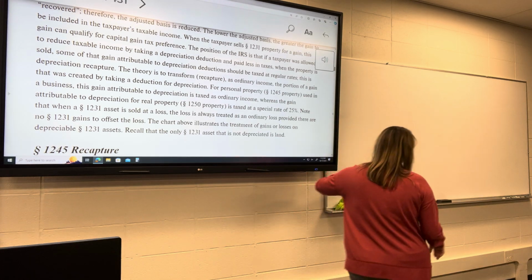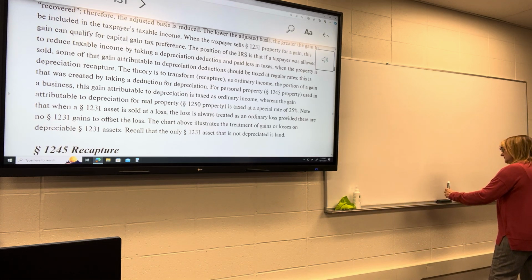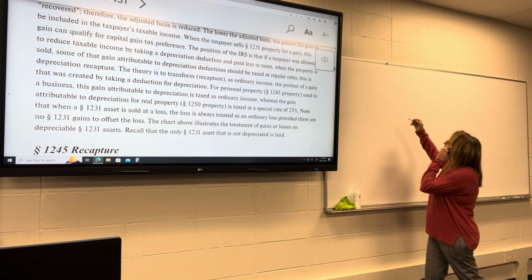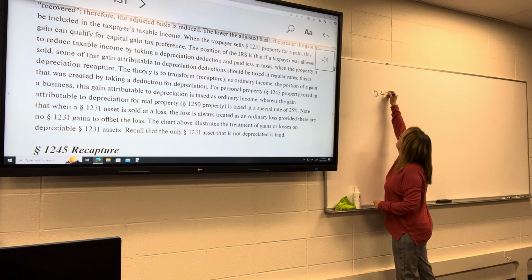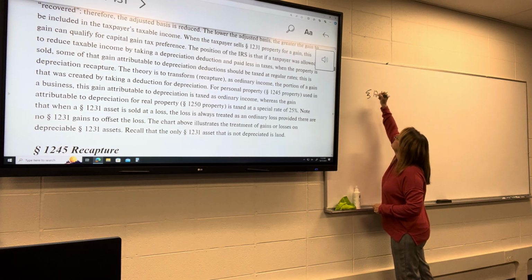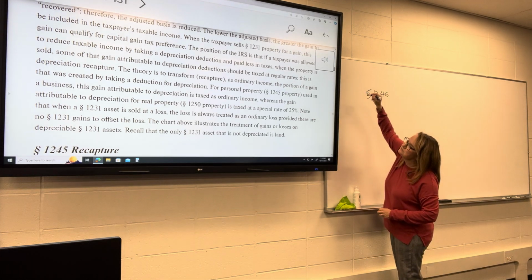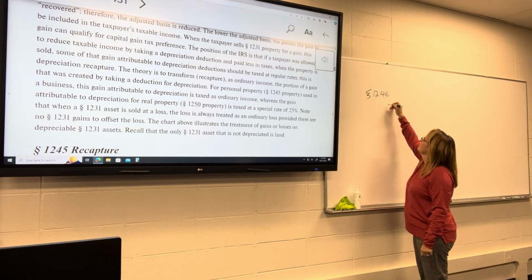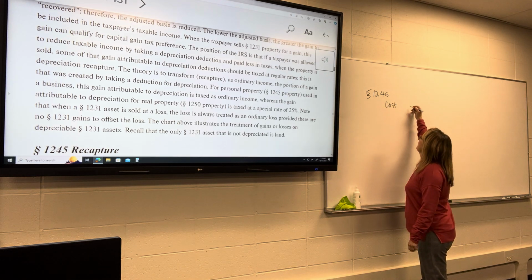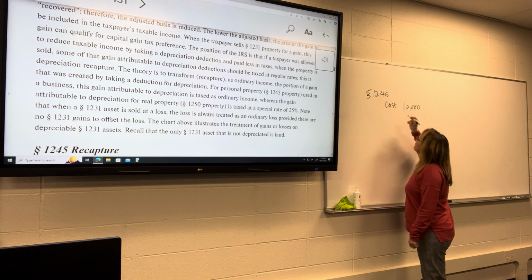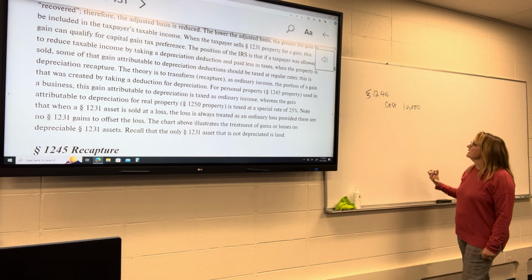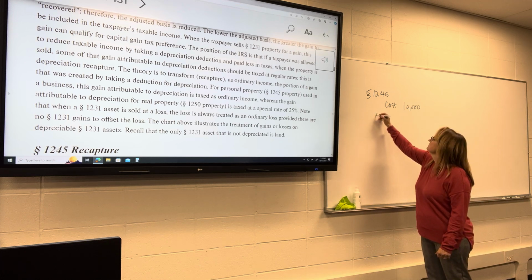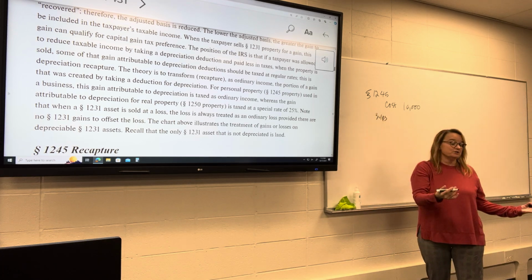So let's see. And I know I put an example up before, but we'll do it again. So let's say it's Section 1245 property, and the original cost was $10,000. So a piece of equipment or a piece of furniture or something like that. And then you owned it for maybe 3 years, okay? So you took 3 years of depreciation on it.